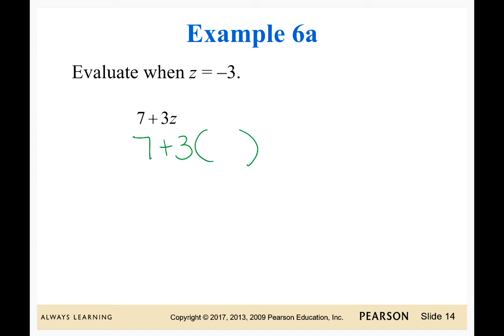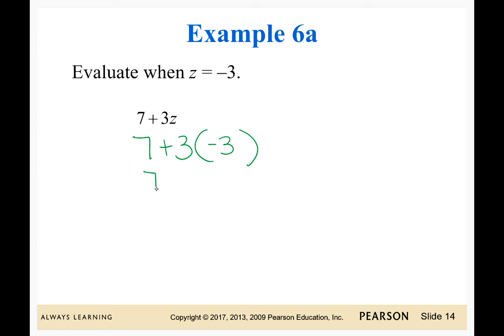I don't know. Okay, and now we are going to replace this z. The z we know is -3. So inside those parentheses, I'm going to put a -3. So we now have a numerical expression. Above we had a variable expression because there was a letter. Now that we've replaced that variable with a value, we have a numerical expression, and this numerical expression we can simplify using order of operations.